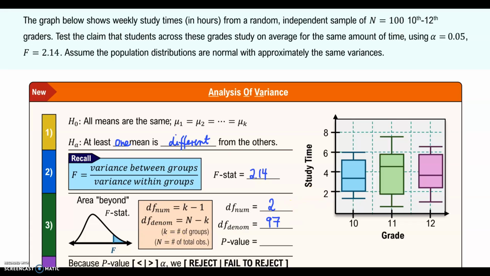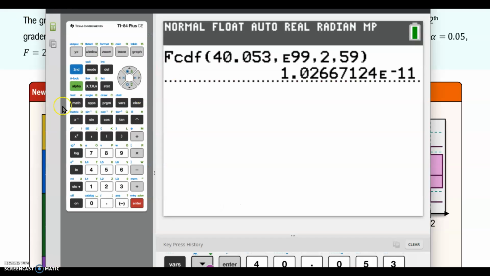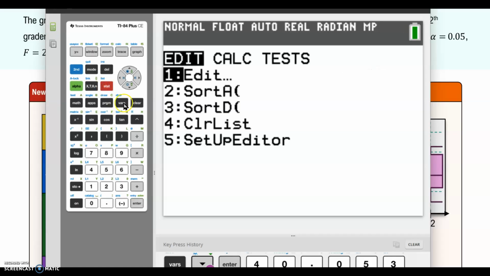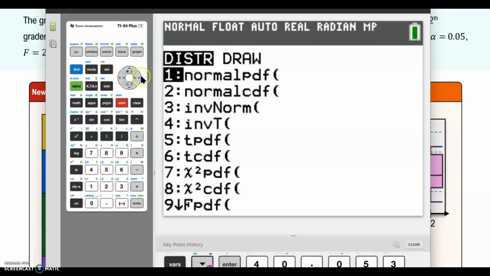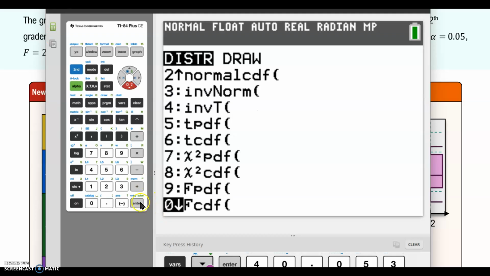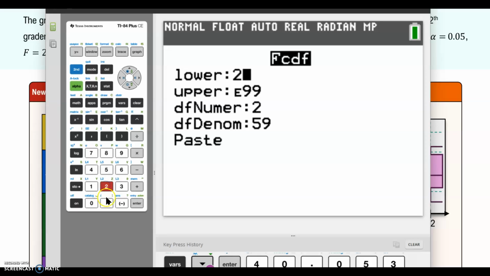So let's look at that. So 2.14. Sorry, it's second vars. FCDF 2.14, certainly a much smaller F value than before. We could also see that the groups were very similar. We're going to go to infinity. We did have 3 groups minus 1, and then 100 minus 3, which was 97.